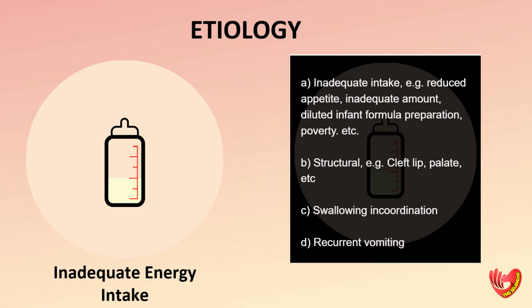Now let us see what actually causes failure to thrive. We have divided it into 3 categories. The first category is inadequate energy intake. Examples would include reduced appetite, inadequate amount, or diluted infant formula preparation, or is it poverty which is causing inadequate energy intake? It could also be structural causes like cleft lip and palate, which prevent the child from swallowing properly, and this can also cause swallowing incoordination. You also have to check whether the child is having any recurrent vomiting.